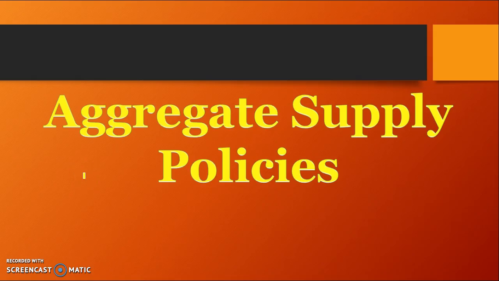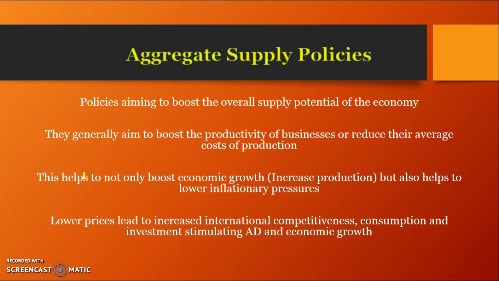Okay, in this video we're going to be looking at aggregate supply policy. So policies designed to push out our supply potential. The aim of aggregate supply policies is to boost the overall supply potential of an economy. So what they're trying to do is generally find ways to boost our productivity or reduce firms' costs of production.